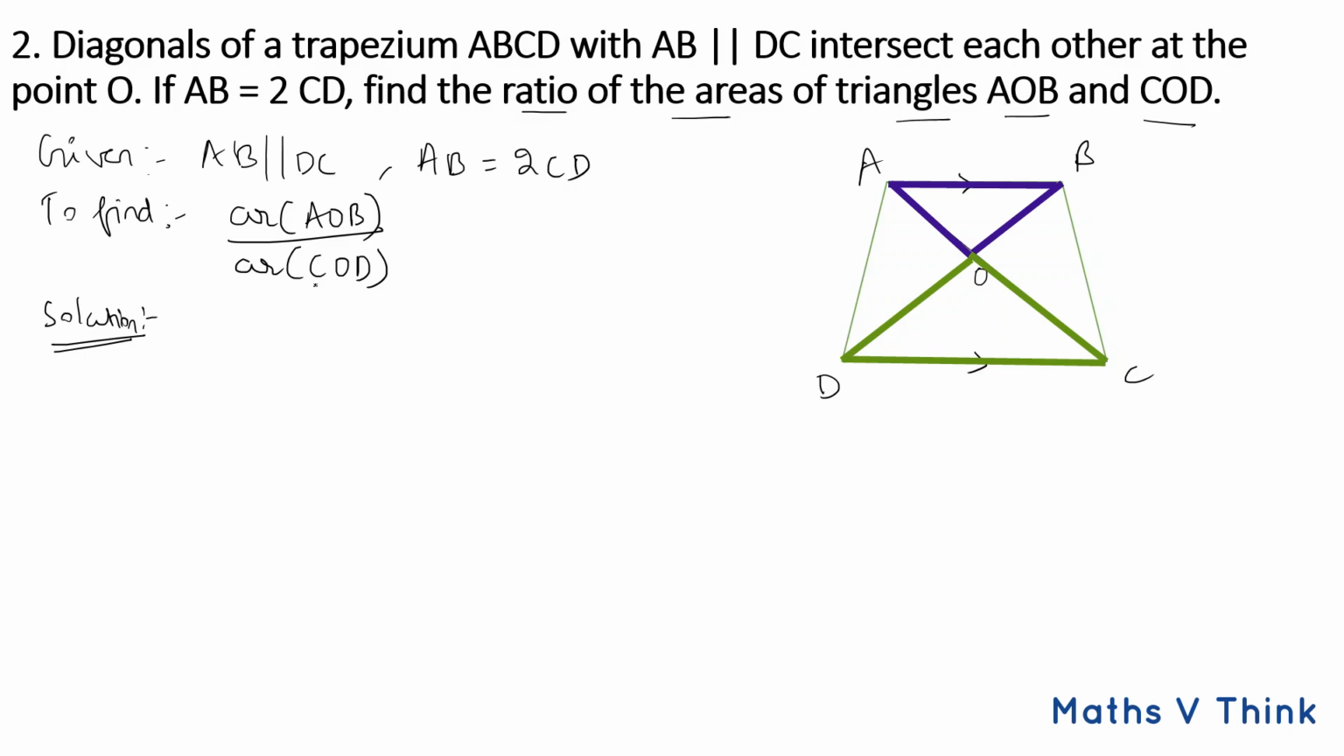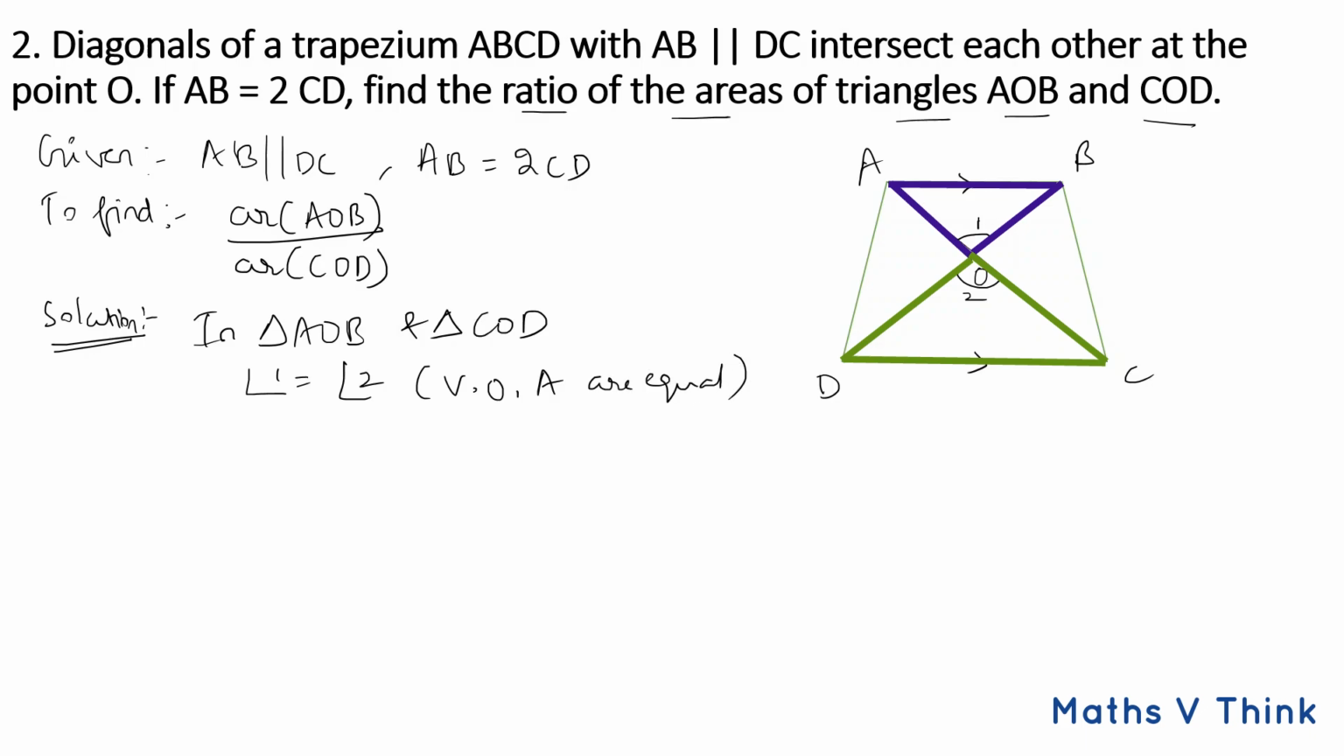Before applying the formula of the areas of similar triangles, first I need to prove that AOB and COD are similar. So in triangle AOB and triangle COD, I know these two angles are vertically opposite angles, so I'll name the angle as 1, 2. So angle 1 is equal to angle 2. Vertically opposite angles are equal.